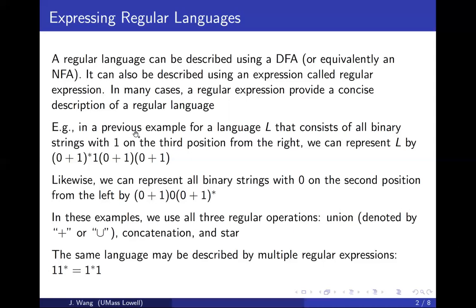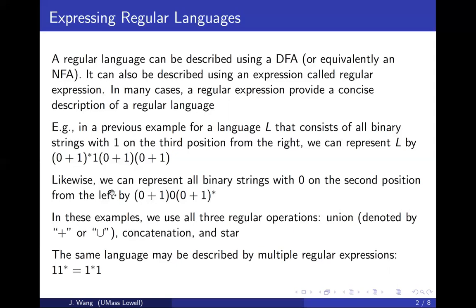So, for example, in a previous example for a language L that consists of all binary strings with 1 on the third position from the right, we can represent this L by the following expression. So here from the right, the third position is a 1. And from the right, the second position could either be 0 or 1. So this is 0 plus 1, which means either 0 or 1. And then, of course, the symbol at the end is also either 0 or 1. And before this, it could be any binary string. So that is (0 plus 1) star. This is sigma star. Sigma is 0 and 1, which is a binary alphabet.